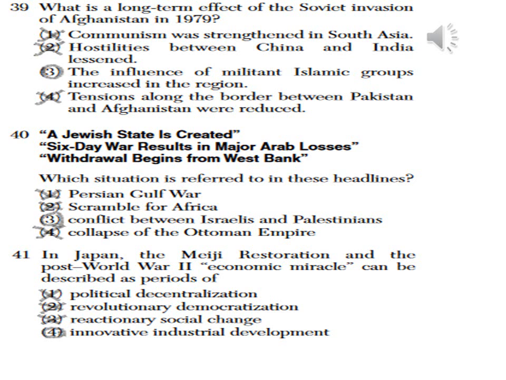So, question number 40. A Jewish state is created. Okay, so that's 1948, I believe. So, Six-Day War results in major Arab losses, 1967. And the withdrawal begins in West Bank. So, which situation is referred to in these headlines?